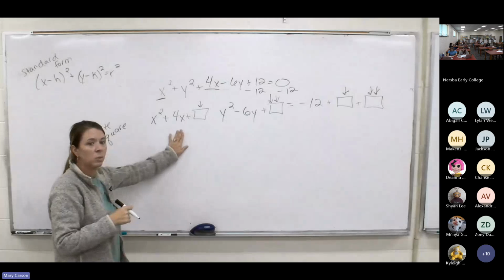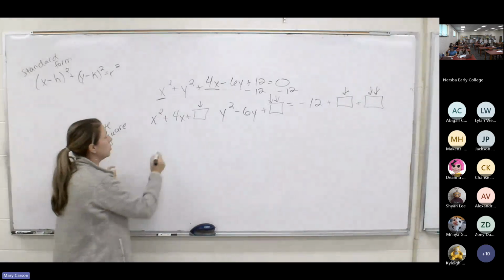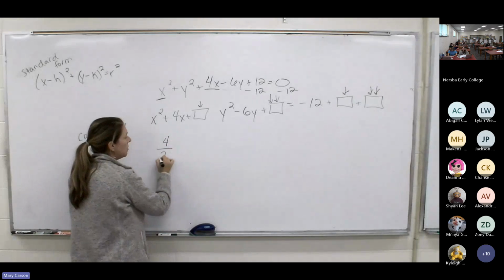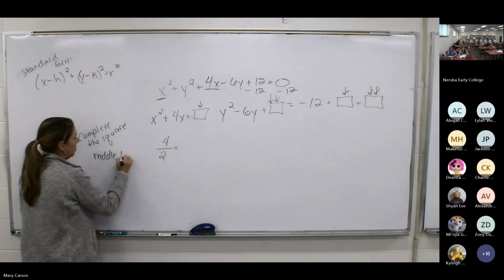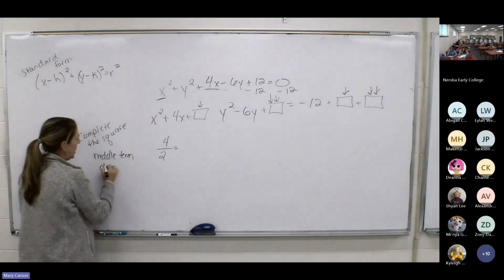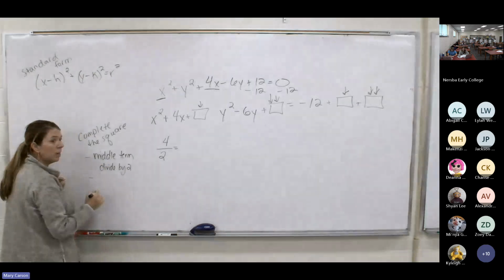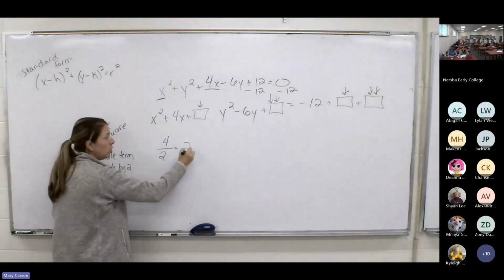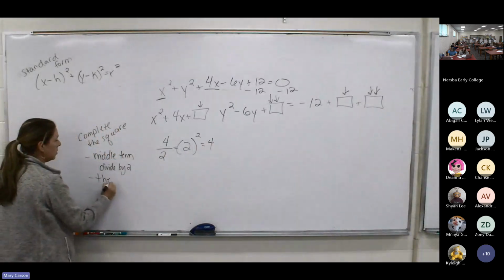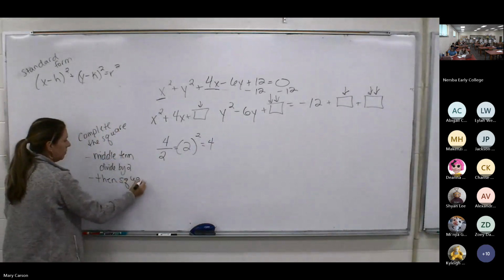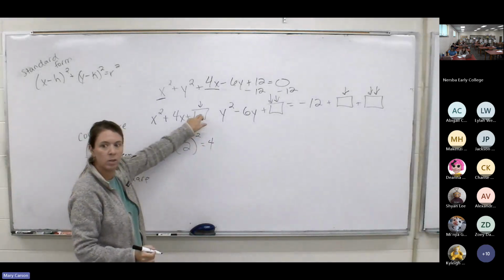So to complete the square, this is what you do every time. These are the rules. You take this middle term, 4, and you divide by 2. So middle term, divide by 2. 4 divided by 2 is 2, and then you are going to square it. Okay, then square. So 4 is the number that's going to go up here in this box.